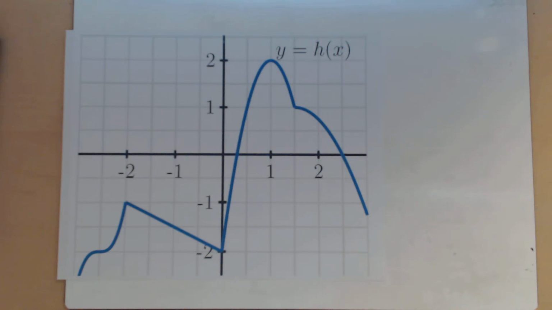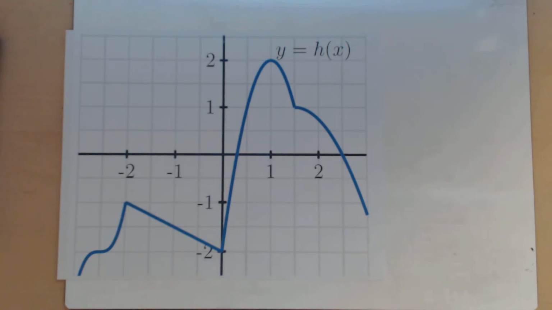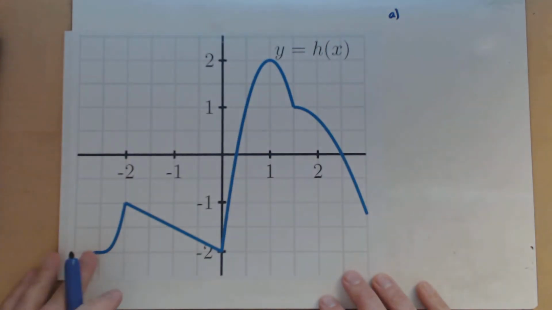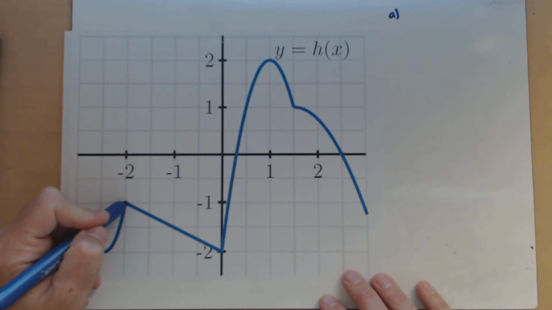So for preview activity 3.1, we're given the graph for y equals h of x, and part A asks us to find all values of c for which h of c is a local maximum. So that means it's maximum relative to the points around us. So we might think of it as the peak of a mountain. So we have one here.